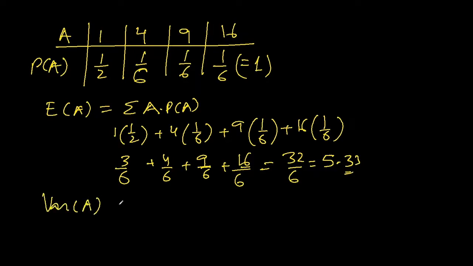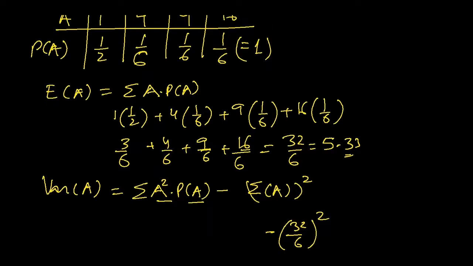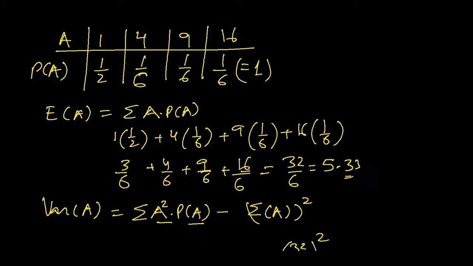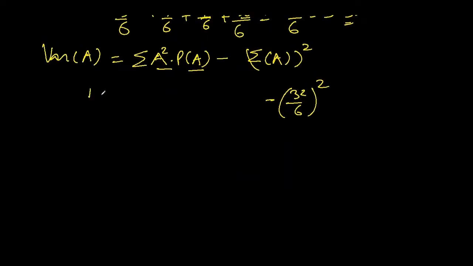Let's talk about variance. Variance of A will be sigma A square PA minus expected value of A square. So expected value we already know, so let's write it first: 32 over 6. All right, let's write A square PA. So we'll have to look at the table again. A is 1, square is 1. Okay, it is already squared, but we have to square it once more. So 1 multiplied by half, then the second score was 4.